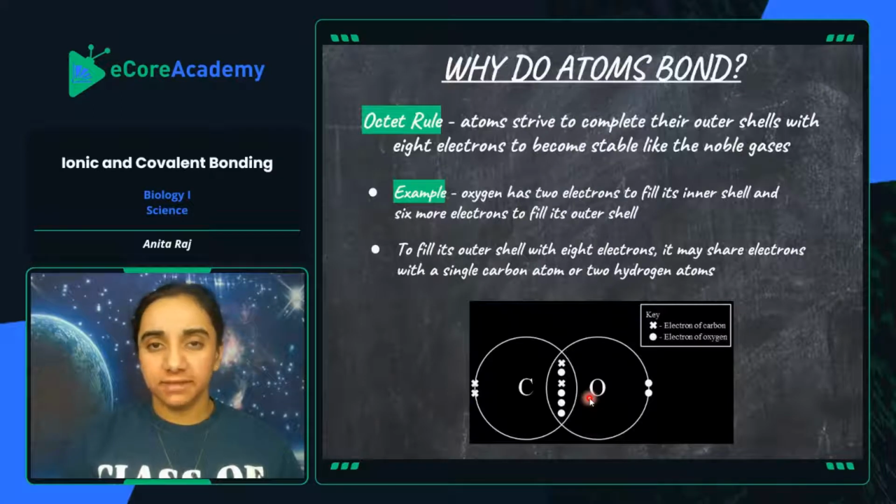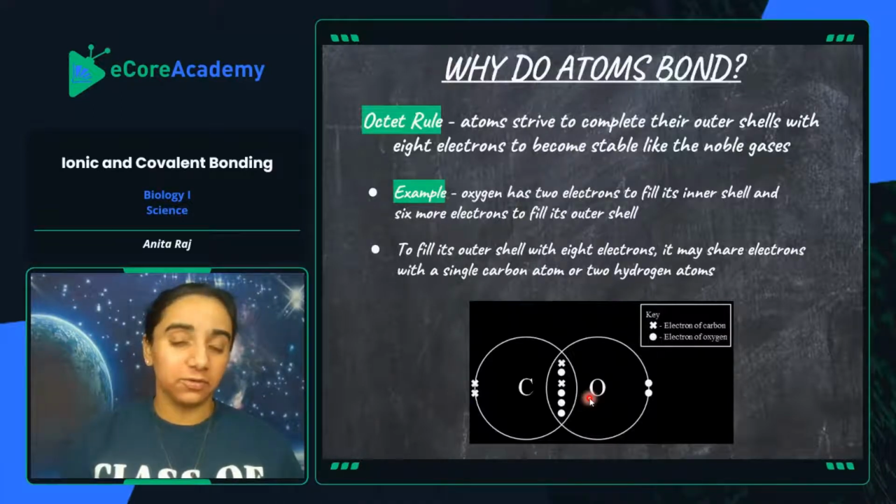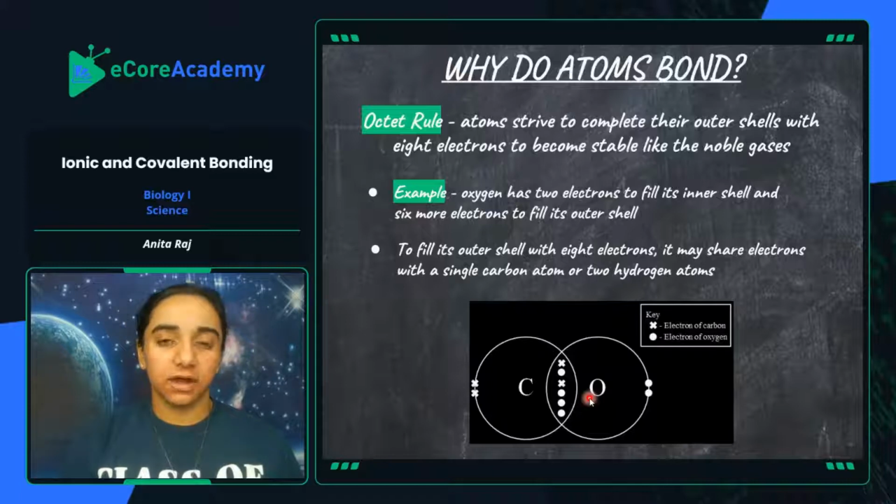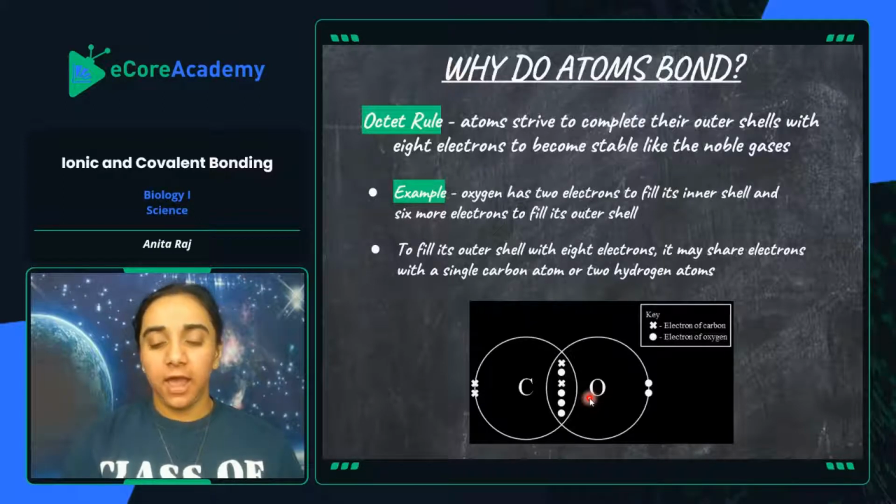So octet means 8. Octo has that root of 8. So whenever you hear anything starting with octo, octet, that means 8. So the octet rule has to do with an 8 count of something. So what this means is atoms strive to complete their outer shells with 8 electrons to become stable like the noble gases. As you all know from the last video, atoms have a nucleus, and then around that nucleus they have shells.